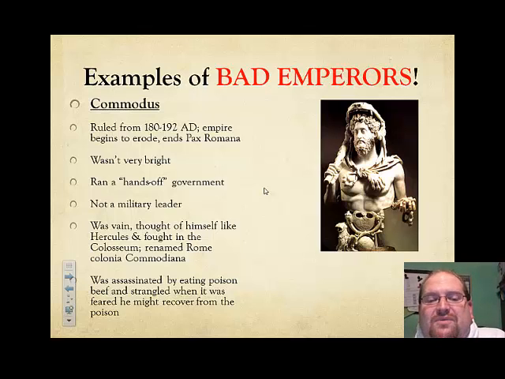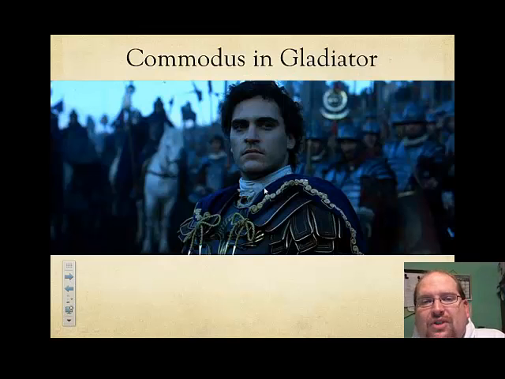He was vain and thought of himself like Hercules, fought in the Colosseum, and even renamed Rome Colonia Commodiana, naming it after himself. Yeah, the guy's kind of full of himself. Again, fortunately, he was later on assassinated by eating poisoned beef, and actually ended up being strangled as well because they thought that the poison wasn't going to be good enough. So, I guess second time's the charm. If you remember watching the movie Gladiator, this was Commodus' character. Obviously a well-to-do guy, thought of himself highly, but not very smart.